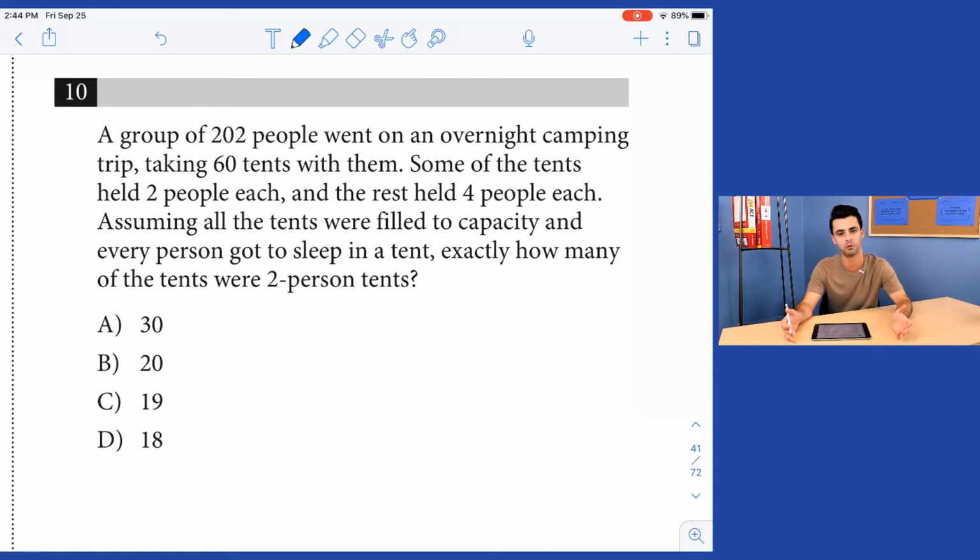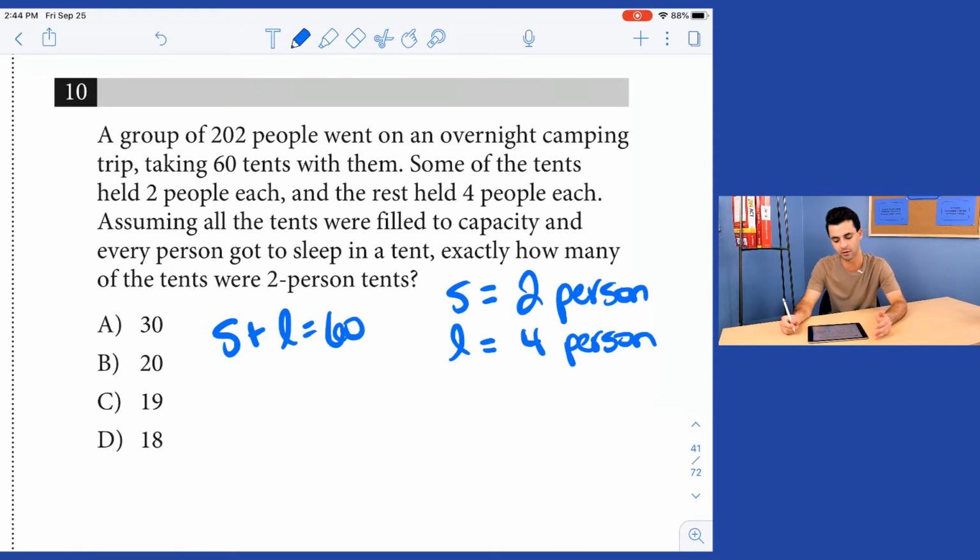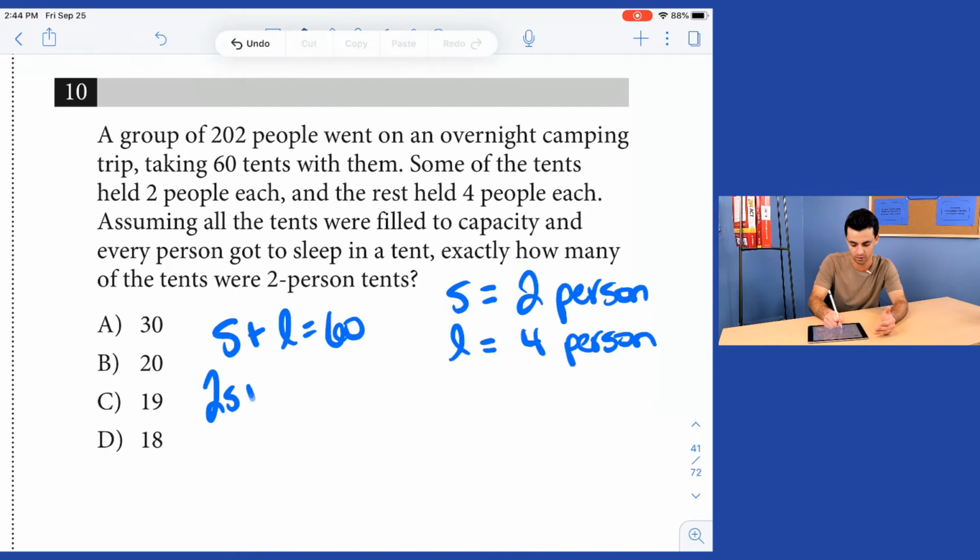Well, the first thing you want to do is assign variables to each size tent. So I'm going to assign the variable S to the 2-person tents, being our small tent, and L, our large tent, to the 4-person tents. So we have the 2 variables, S and L, and now we have to come up with our equations. Well, we know that there were a total of 60 tents. So S plus L should equal 60. And we also know that there's a total of 202 people. Therefore, 2S plus 4L should equal 202.